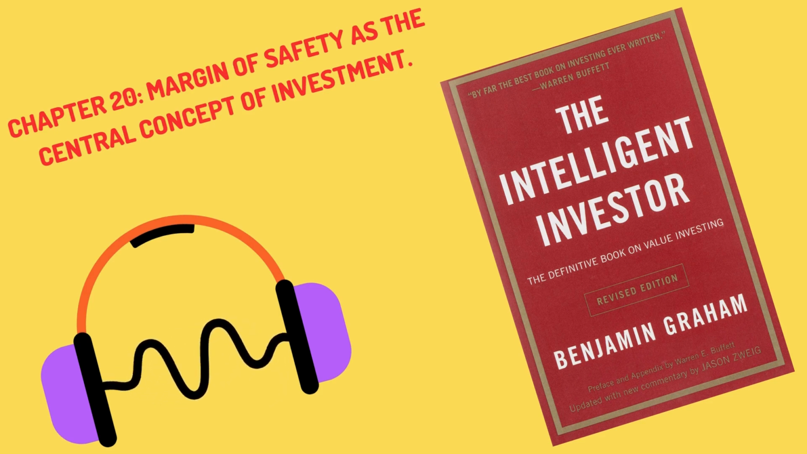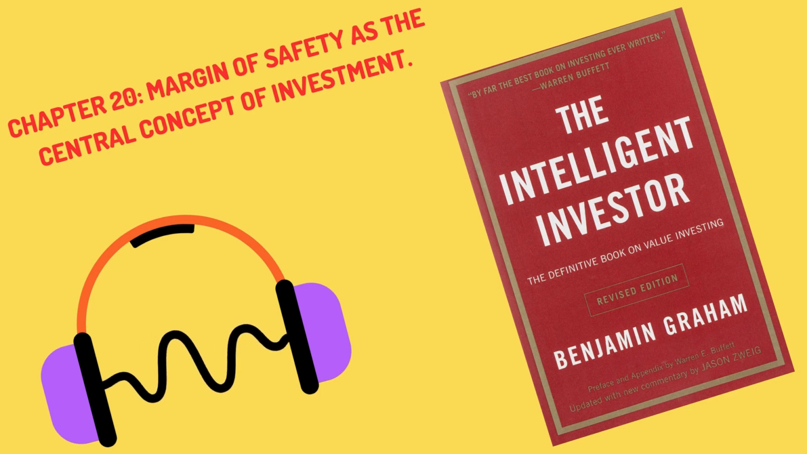Graham begins the chapter by defining margin of safety as the difference between a company's intrinsic value and its market price. He argues that investors should focus on buying stocks when they are priced below their intrinsic value, in order to have a margin of safety that protects against downside risk.